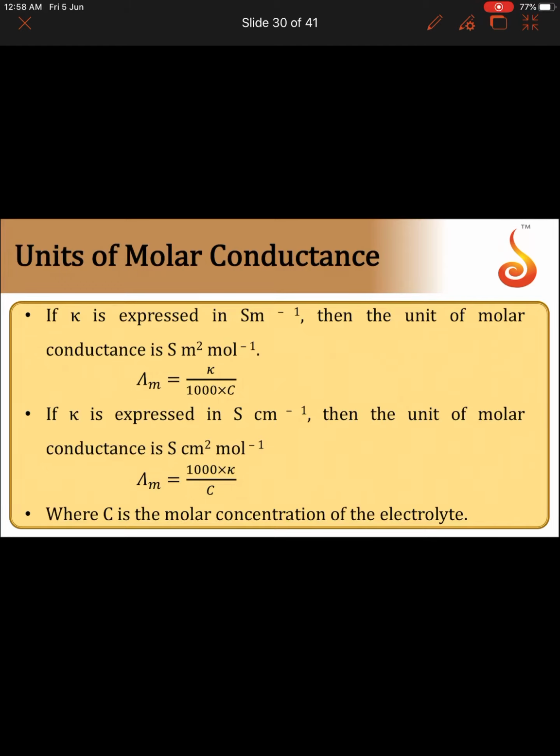of the electrolyte. But why do we have to take lambda m is equal to K by 1000 into C when K is in Siemens meter inverse, and why do we have to take lambda m is equal to 1000 into K by C when K is expressed in Siemens centimeter inverse? I'll give the explanation for that. Okay. Now lambda m, the molar conductance, is equal to K by C.